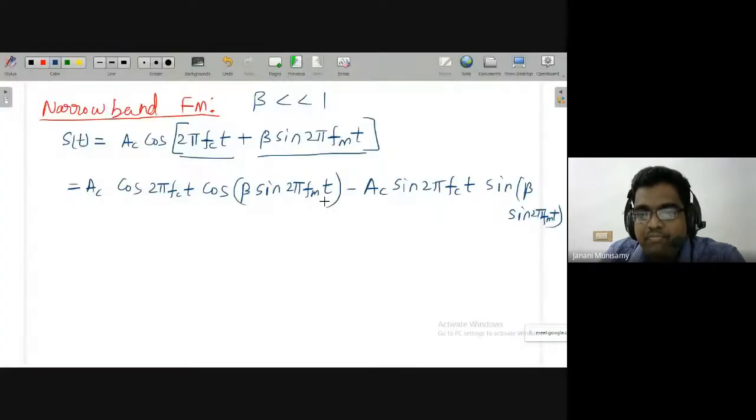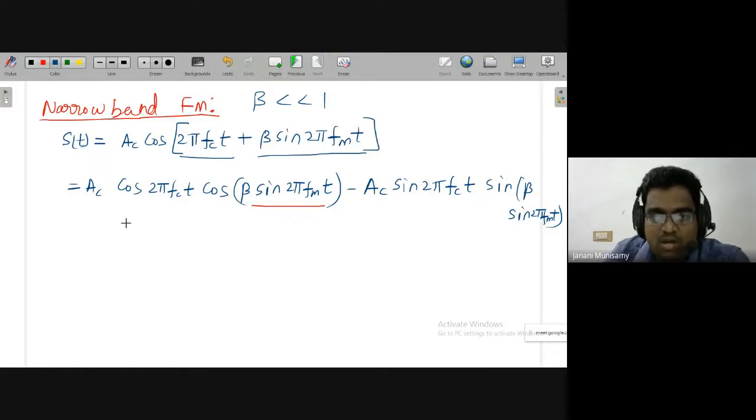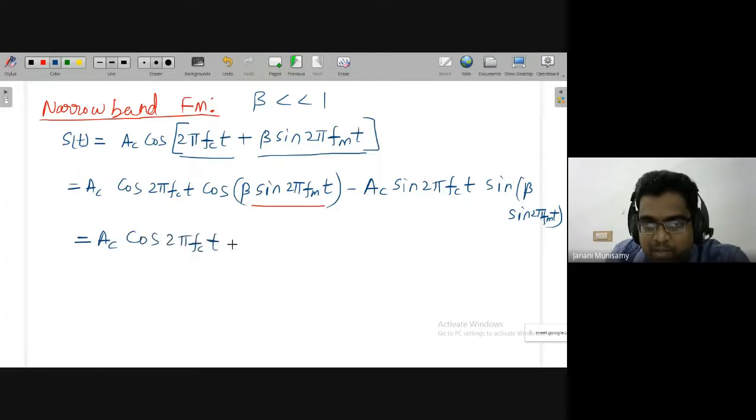Now if beta is much small, please observe carefully, this quantity will definitely be much small because sin maximum value is 1. If beta is much small, then the entire value will be approximately equal to 0. Then cos of 0 is 1. So that's why this term I will cancel. Only I will write AC cos 2 pi FCT, and instead of this we have to put 1. Then next, minus AC sin 2 pi FCT.